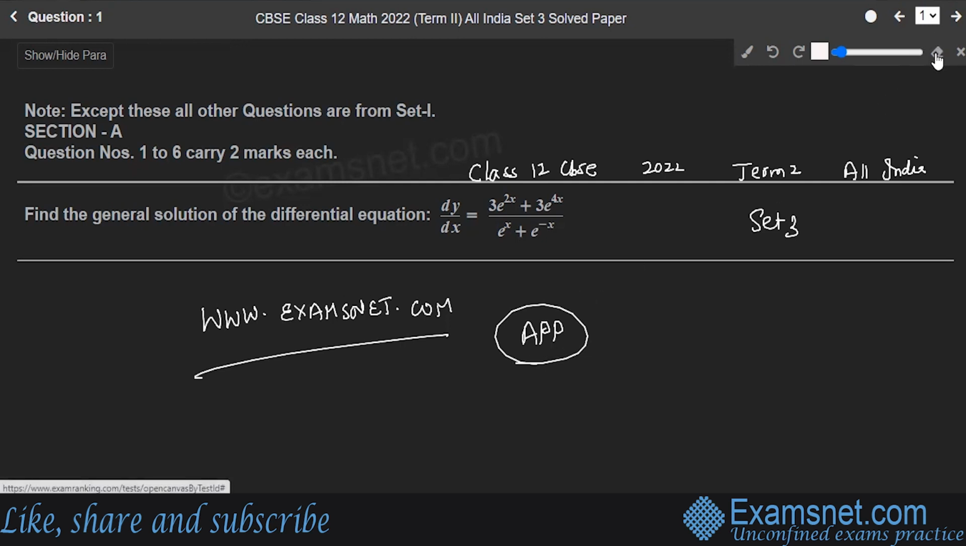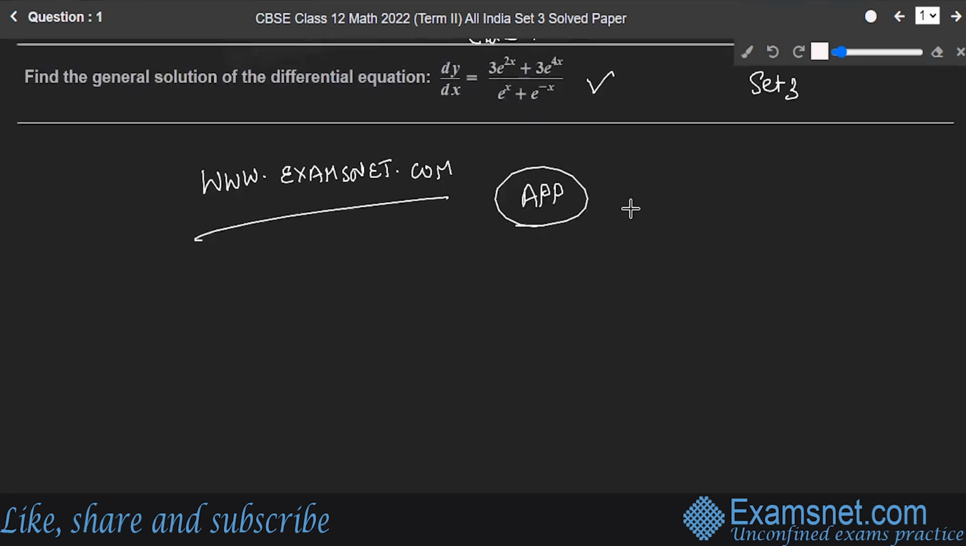Let's start with question number 1. This is from section A, a 2 marks question. You are given dy by dx. Let's write down the statement.